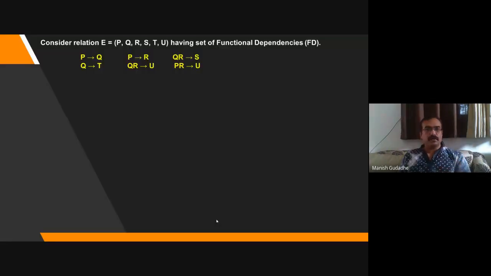Let us go for one example. We have a relation PQRSTU, and on this relation we have a set of FDs, which can be named as F.